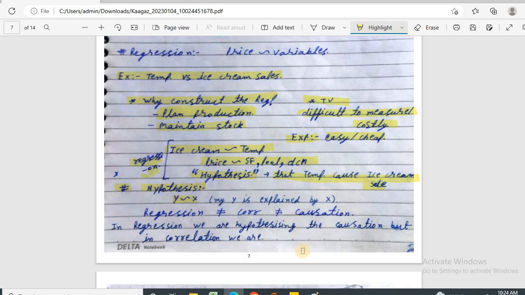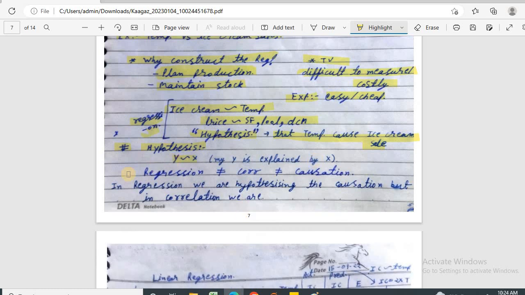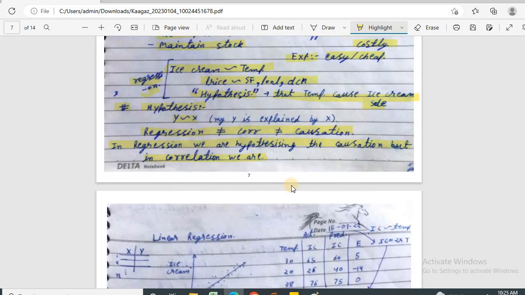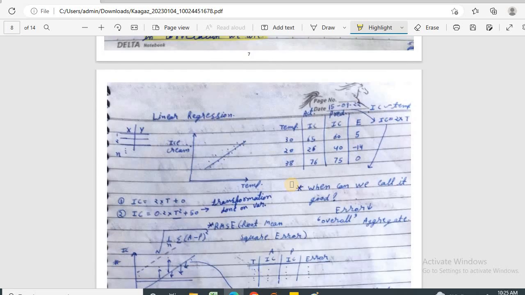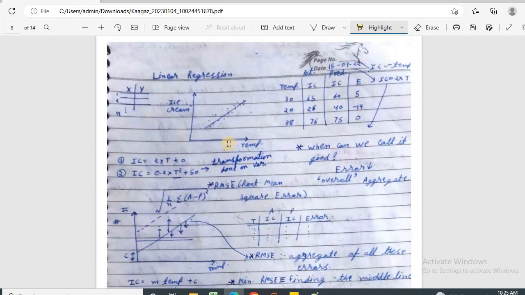Now, are regression and correlation the same? In regression we are hypothesizing the causation, but in correlation we are not. This is the basic difference between correlation and regression. Okay guys, now comes our term, that is linear regression.